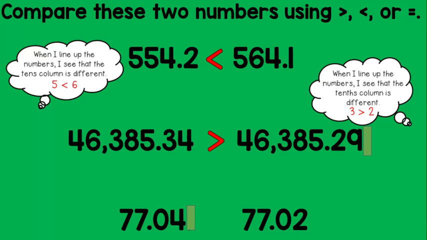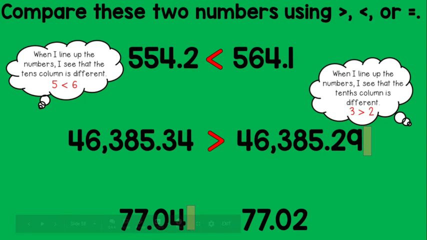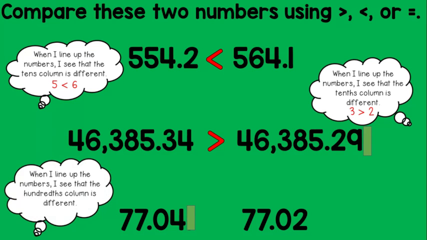All right, so I've lined up the tens place. They're both 7. I've lined up the ones place. They're both 7. Then I looked at the tenths place. They're both 0. And then I looked at the hundredths place. I see a 4 and I see a 2. I know that 4 is greater than 2. So 77 and 4 hundredths is greater than 77 and 2 hundredths.